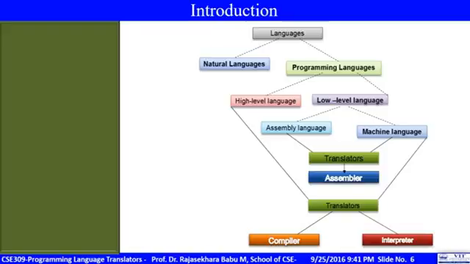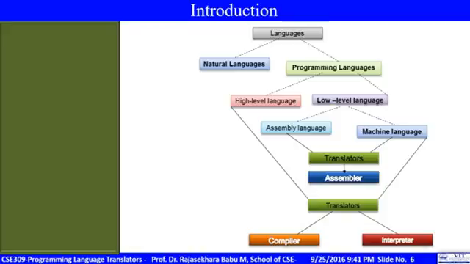We are not going to discuss natural languages more because they are part of the natural language processing course, so we are going to discuss more on programming languages. These programming languages are further divided into 2 categories: high level languages and low level languages. These low level languages are further divided into 2 categories.